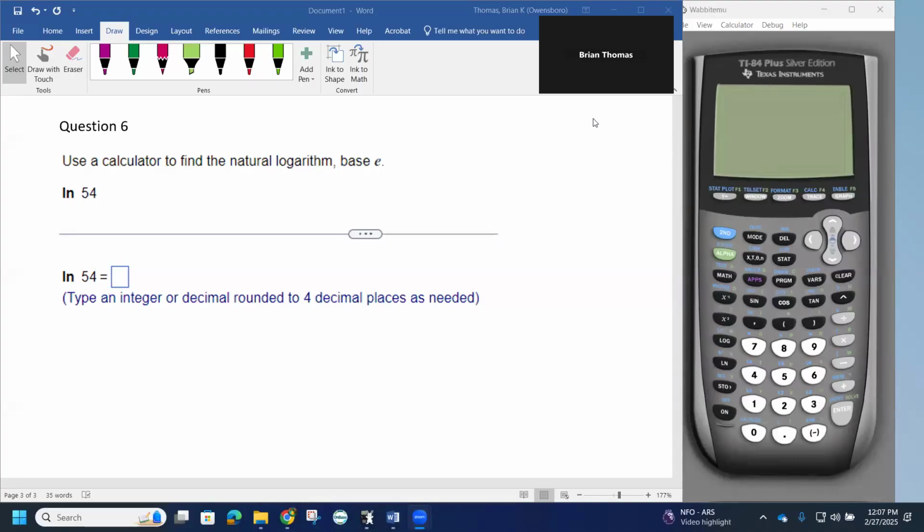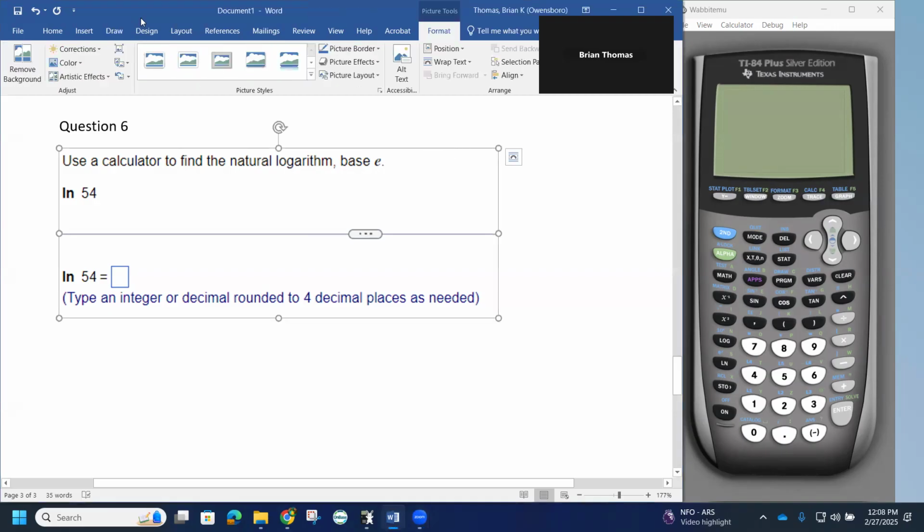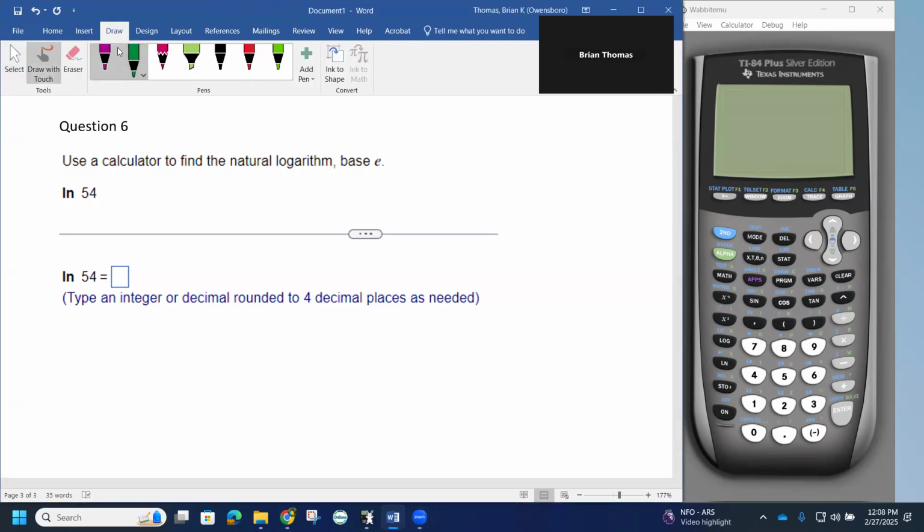As we work further into some logarithms, we have a question involving using the calculator. Find the natural logarithm, which means a base e logarithm. So they want us to find what we call the natural log of 54. Again, the natural log of 54 means the log of 54 base e.